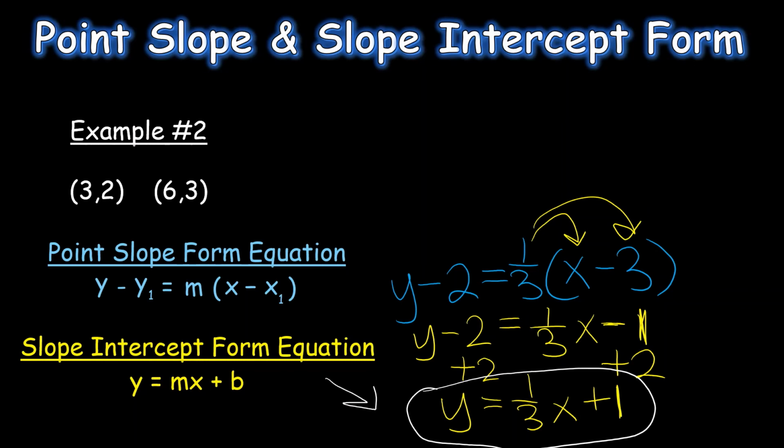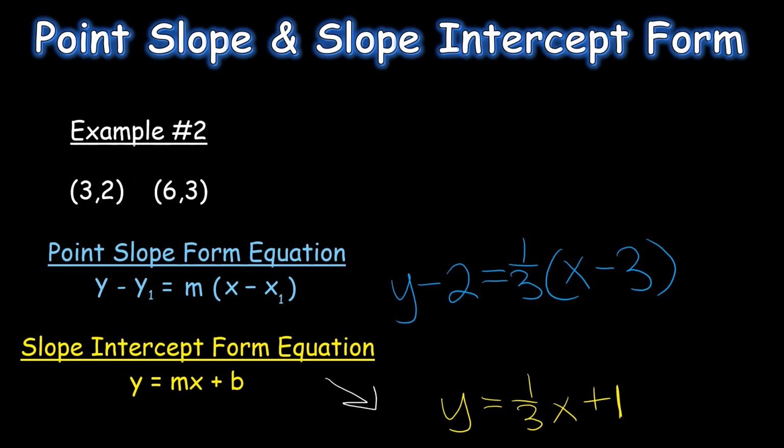So let's write this out a little bit more neatly. Okay, there we go. So we have y minus 2 equals 1 over 3 times (x minus 3) in parentheses for our point-slope form equation, and then for our slope-intercept form equation we have y equals 1 over 3x plus 1.